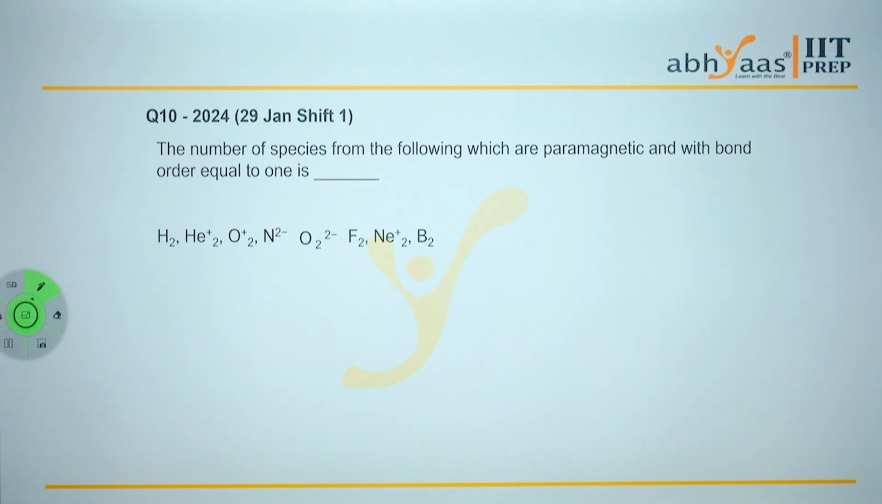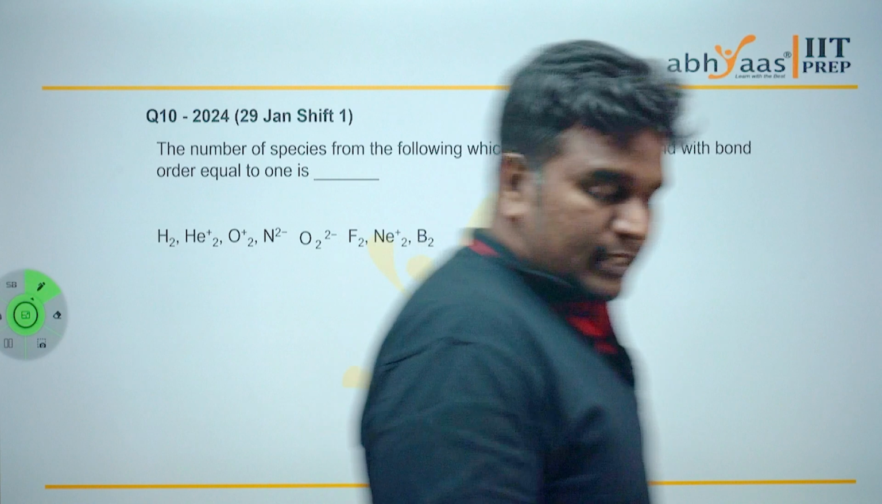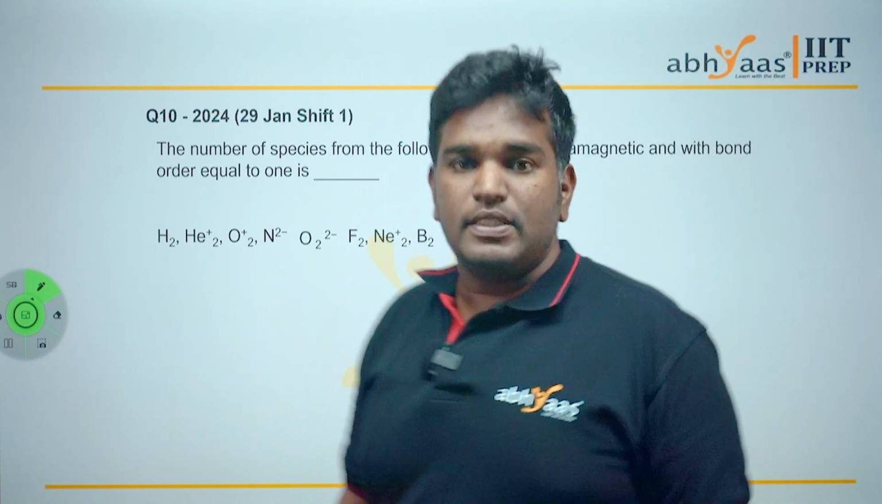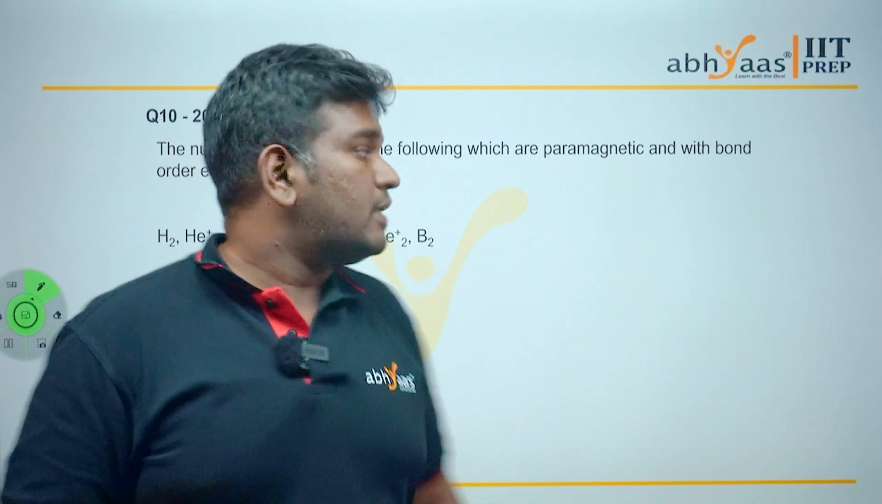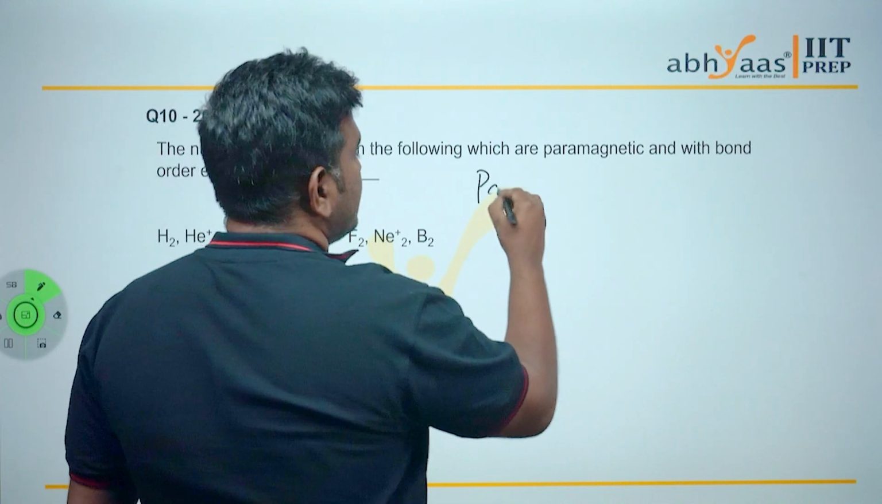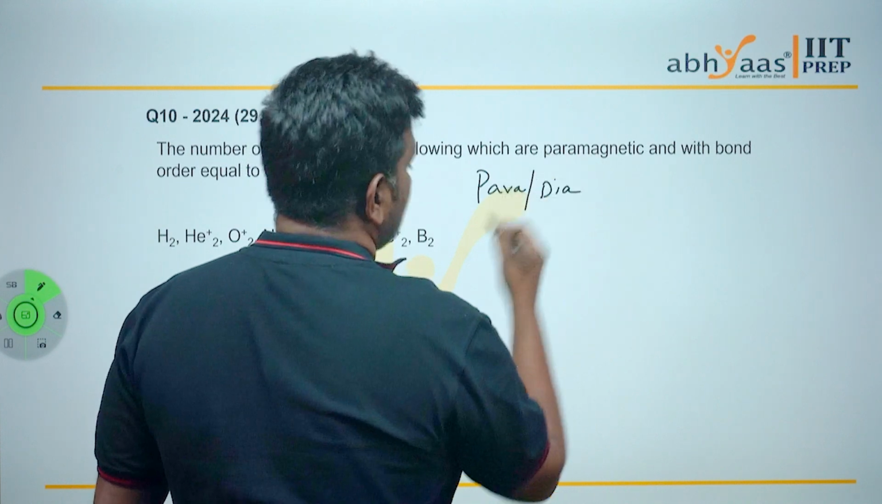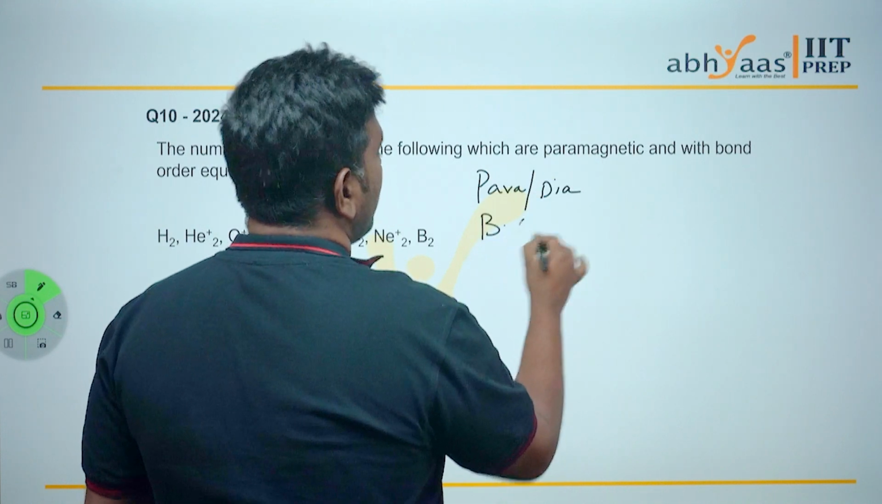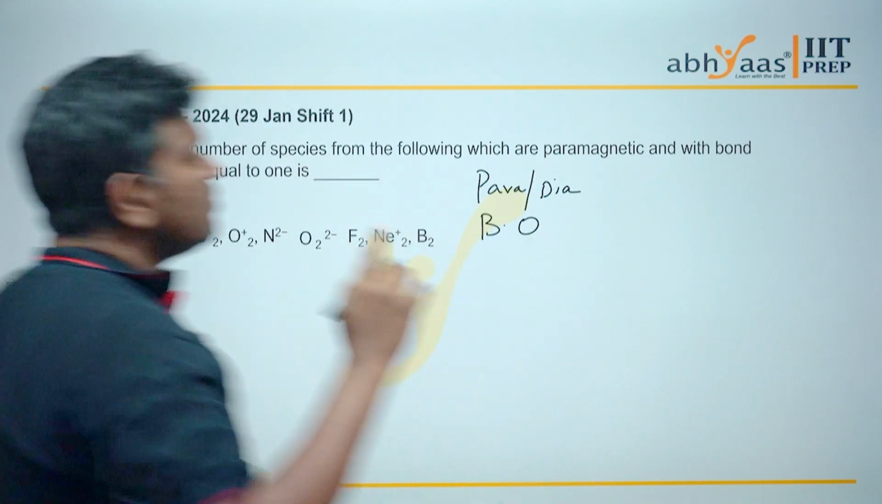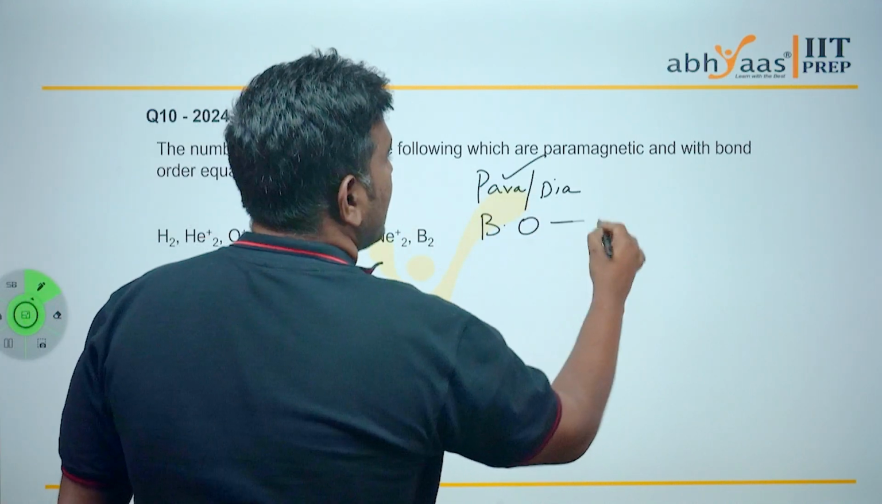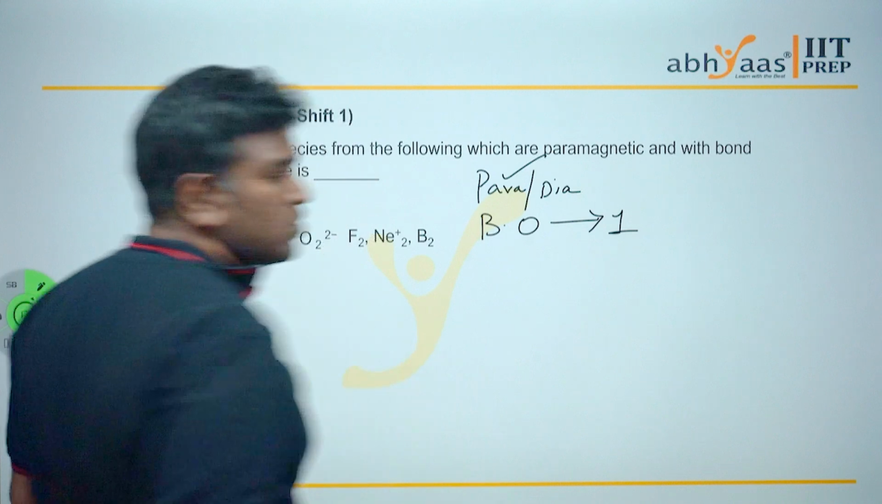The number of species from the following which are paramagnetic and with bond order equal to 1 is. So here we have to find out which is paramagnetic and diamagnetic, and also bond order. First we have to find out whether it is para or dia, and after that we have to find out the bond order. So what is the question? We have to find the species which is paramagnetic and the bond order should also be 1.